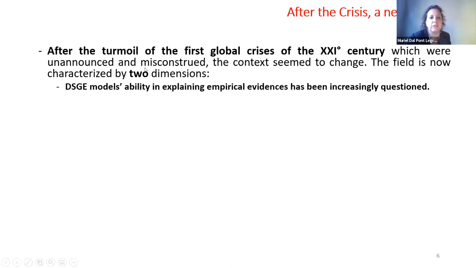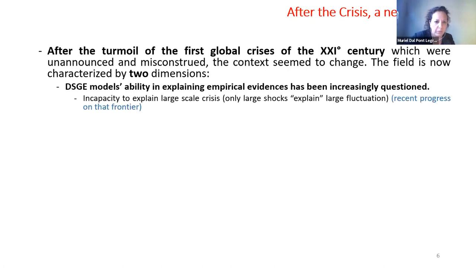On the one side, the ability of DSGE models to explain empirical evidence and macro fluctuations has been increasingly questioned. Not only were they not able to forecast the crisis, this is different, but to really explain and give good advice about the way to solve the problem. There has been recent progress on the frontier, but I have no time to speak about that.